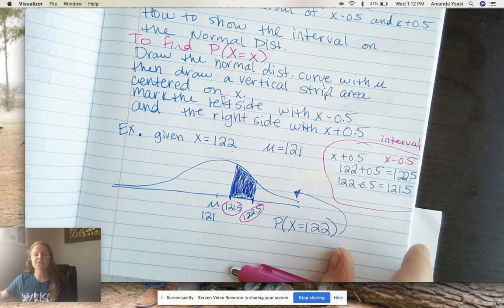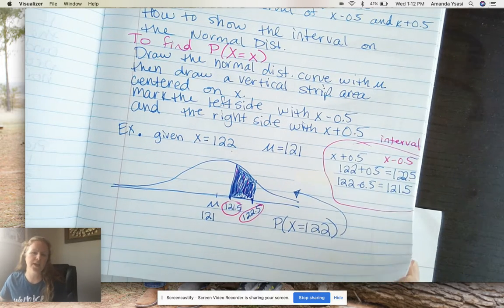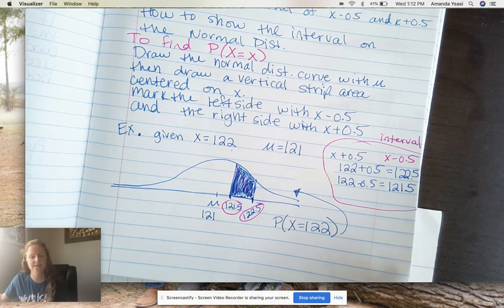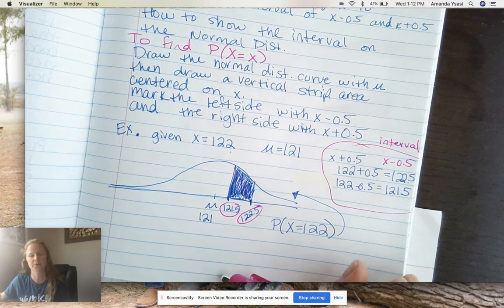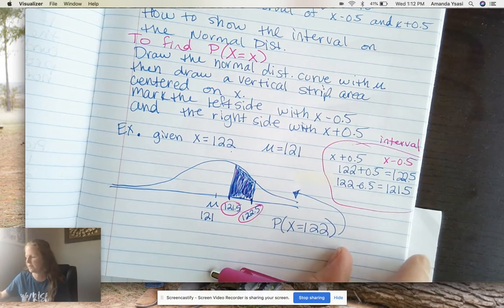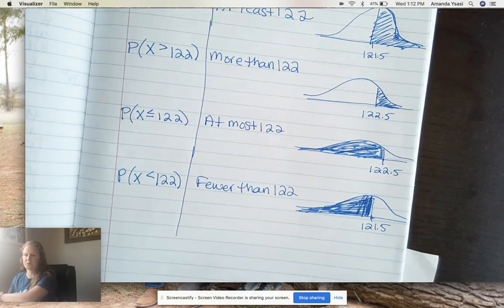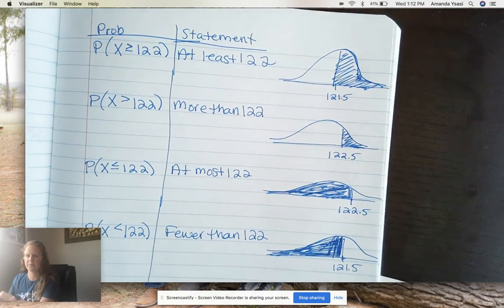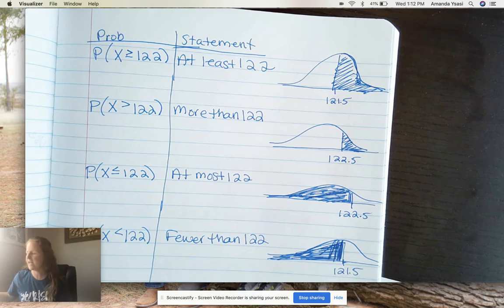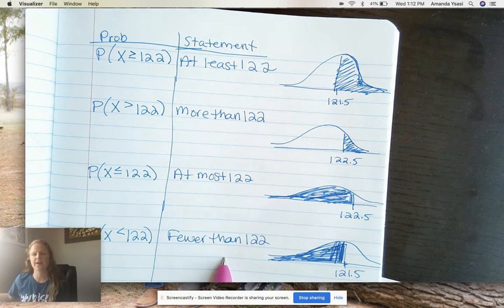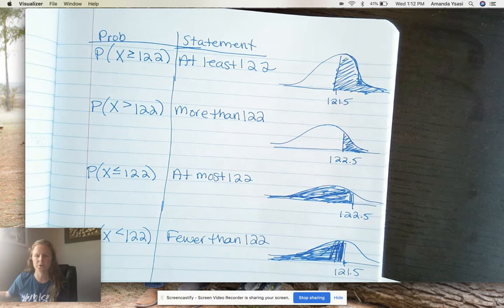This interval is also going to change when we're trying to find the probability that x is less than x, greater than x, less than or equal to x, and greater than or equal to x. That's on the next page we have here. Notice my normal distribution curves are not the same every time, but that's okay. Here are your probabilities, and here's the statement that goes with each. And this is what your normal distribution is going to look like, and what area you're actually finding.